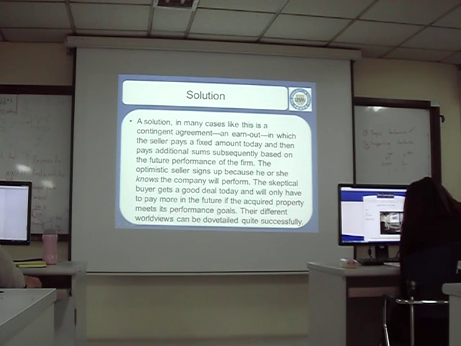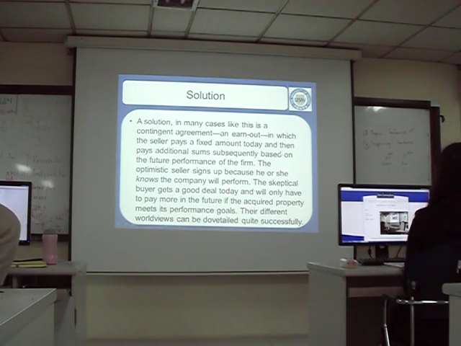Okay, so this is a contingent agreement, okay? The buyer pays a fixed amount today, so it's going to be maybe a lower fixed amount today, the 800,000, but they agree to pay additional money, okay? Subsequently means afterwards, based on the performance of the firm, okay? So if the firm does well in the future, then I will pay you more money.